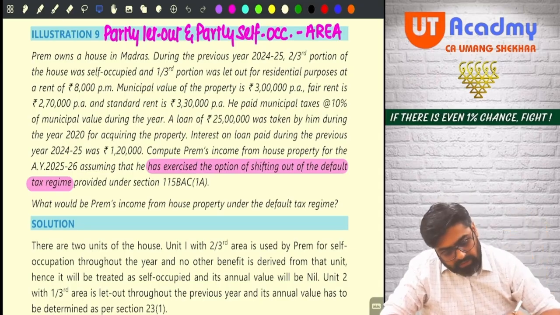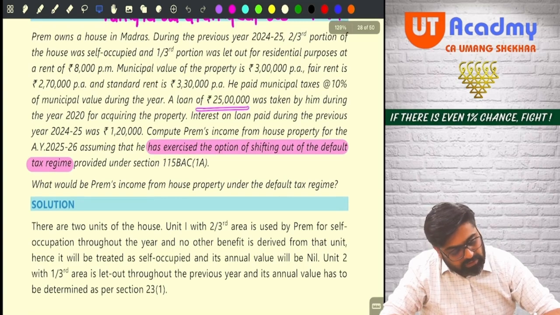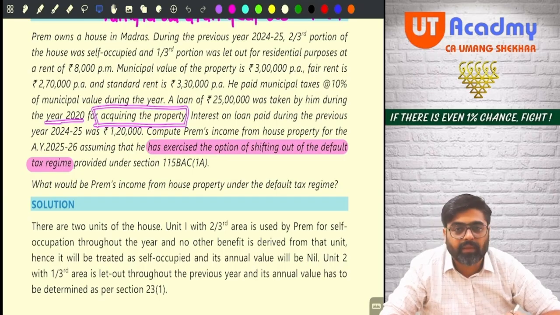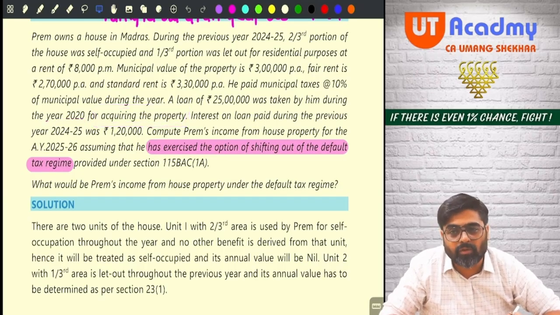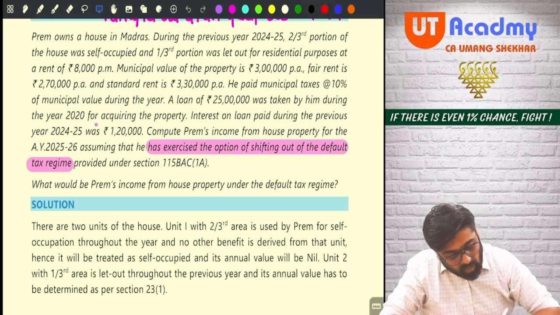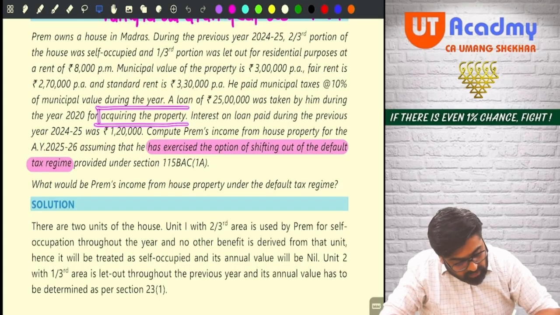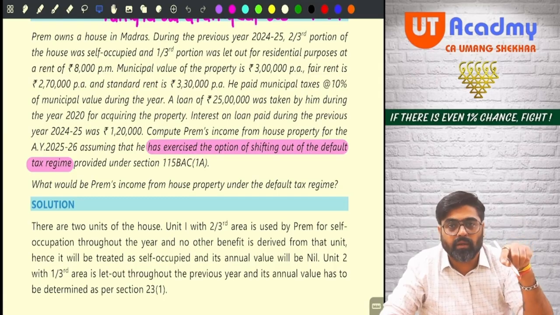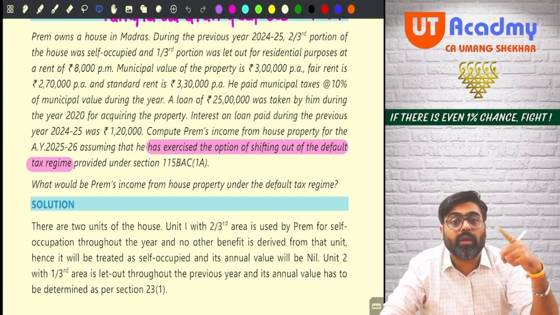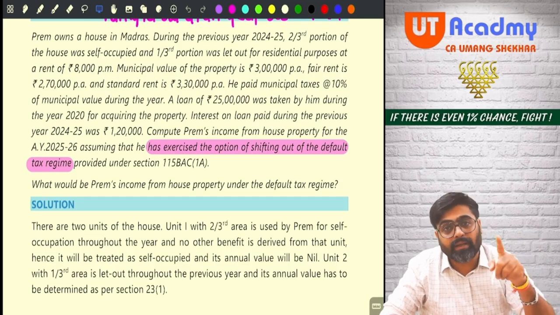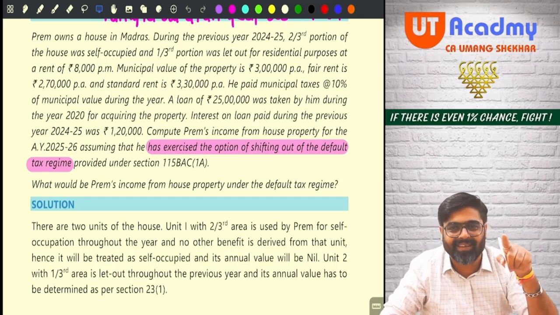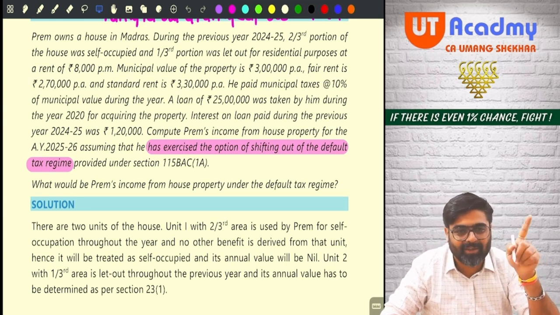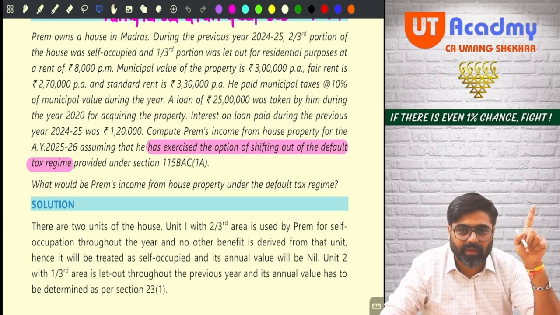Yes or no? Next one, a loan of rupees 25 lakhs was taken by him during the year 2020 for acquiring the property. They are not saying that you are taking this loan for 2/3 portion. You are taking this loan for 1/3 portion. No, this is acquired. This is taken to acquire the property. That means for entire property the loan was taken. So definitely whatever interest will come on this loan, that interest will also be for entire property. That we are supposed to divide into two parts. 2/3 SOP, 1/3 LOP. Yes or no?